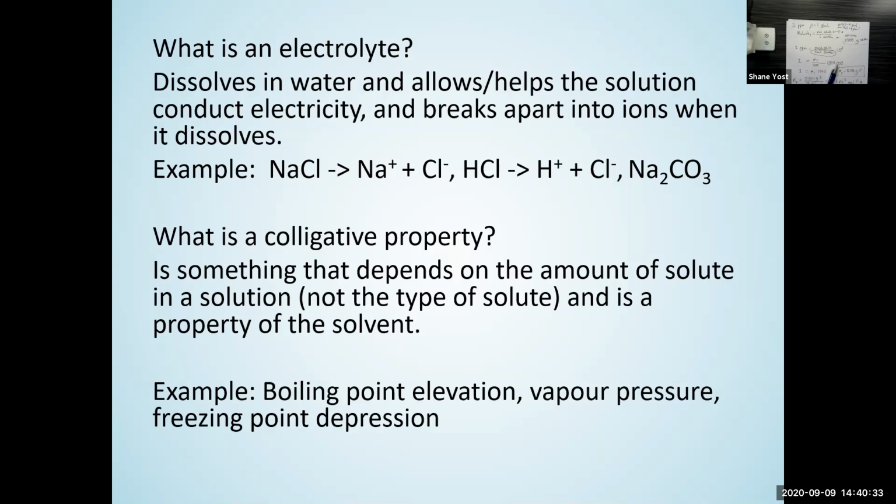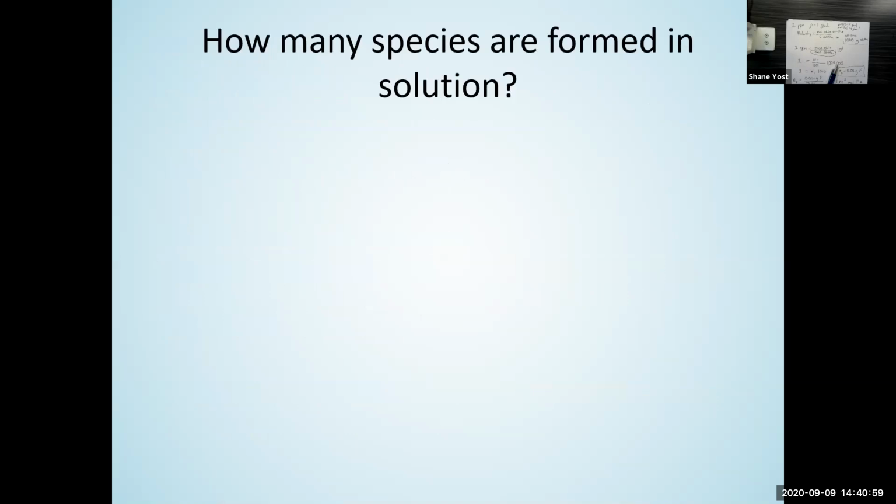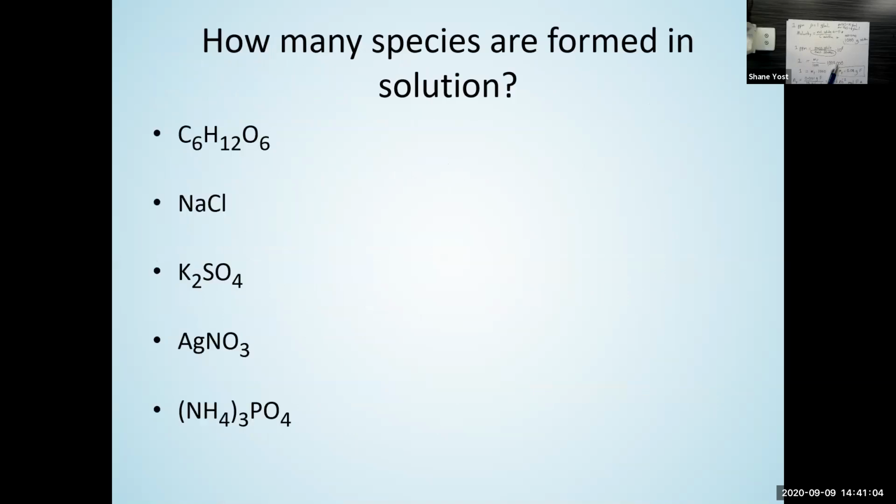And so how many ions do I get in solution when I dissolve NaCl? 2, right? What about Na2CO3? How many ions am I going to get in solution? You get 3. I'm going to get 2 sodium ions and 1 carbonate ion in that solution. So let's do some more examples. How many species are formed in solution? How many ions are formed in solution?